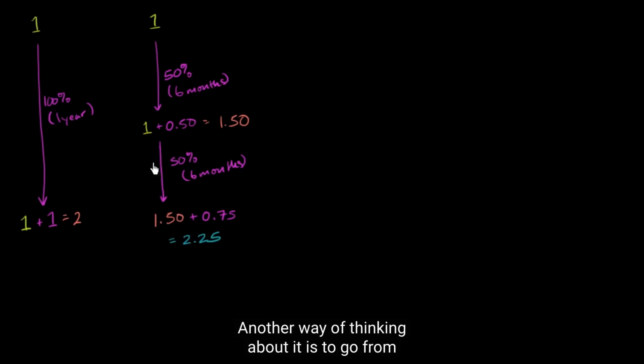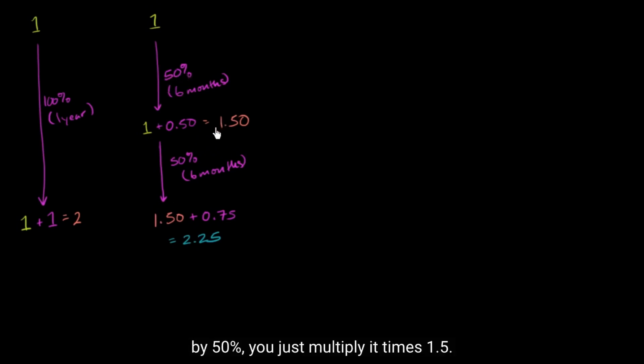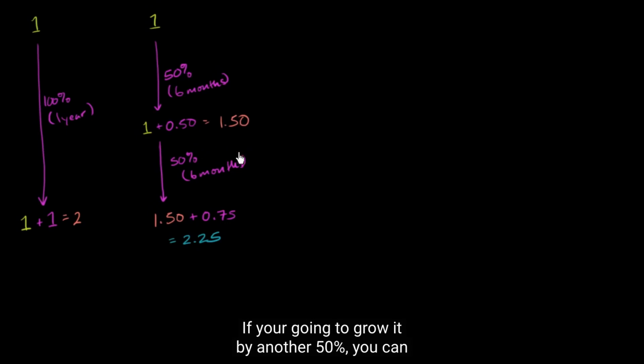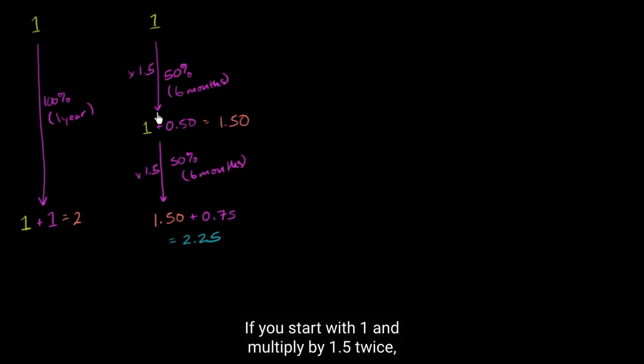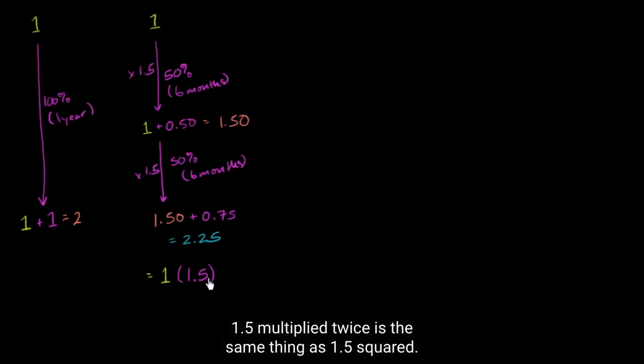Or another way of thinking about it is to go from $1 over the first period, you just multiply that times 1.5. If you're going to grow something by 50%, you just multiply it times 1.5. And if you're going to grow it by another 50%, you can multiply by 1.5 again. So one way of thinking about it is that 50% interest is the same thing as multiplying by 1.5. So if you start with 1 and multiply by 1.5 twice, that gives you $2.25. 1.5 multiplied twice is the same thing as 1.5 squared. And you can see the same thing right over here.